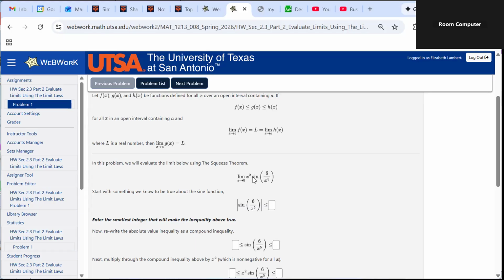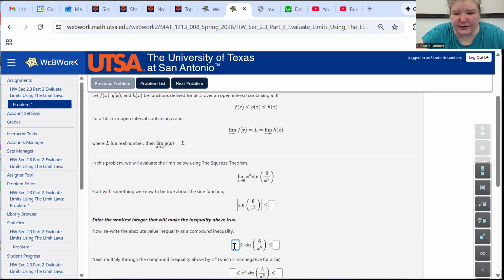So we very often use squeeze theorem when we have trig functions because we know trig functions always bounce back and forth between two particular values. So sine of any ugly mess bounces between the amplitude and the negative amplitude. Now, since there's no number in front of the sine, the amplitude is just from -1 to 1.